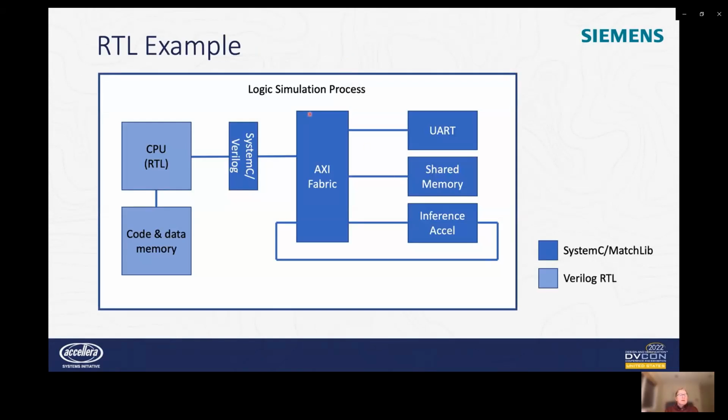So here is our RTL example. We've got our AXI fabric, our UART, our shared memory, our inference accelerator. And here we've got a piece of logic that is going to convert from the Verilog to the SystemC. This is our wrapper. This wrapper actually instantiates all this stuff down here. The CPU, which is in RTL, is interfacing with the code and data memory, which is in RTL. And this AXI segment here is modeled fully at RTL. So we've got RTL going out to this point, and then SystemC from here down through the rest of the system.